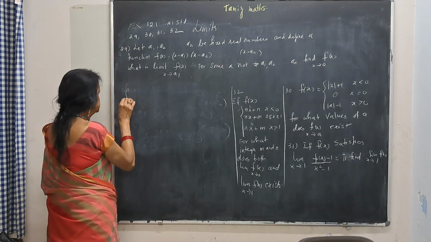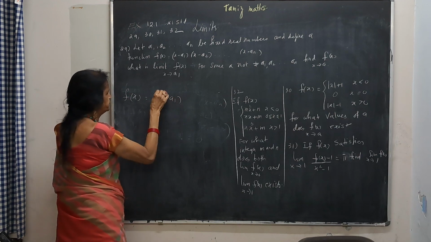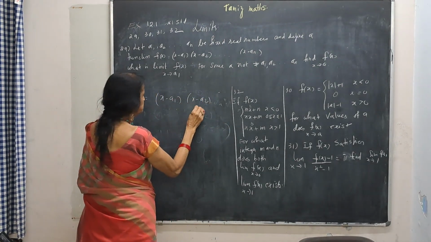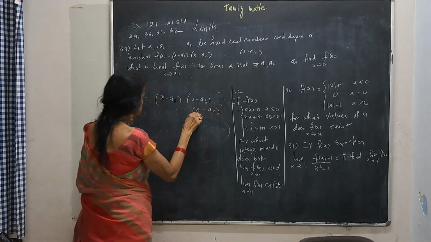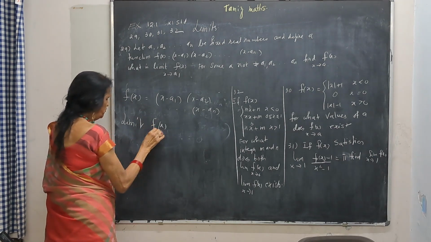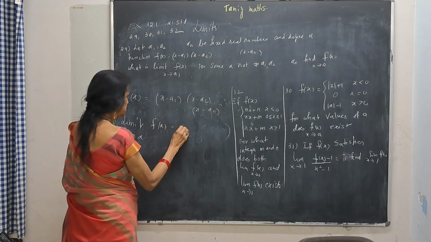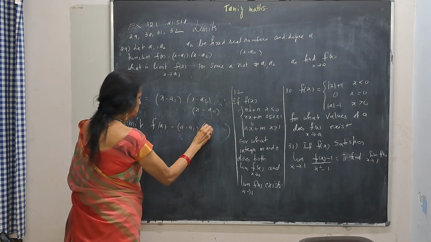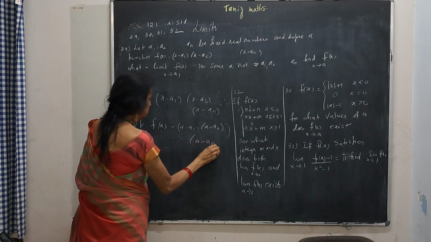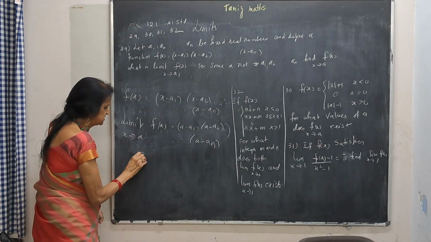So now f(x) is equal to (x minus a1)(x minus a2)...(x minus an). The limit of f(x) as x tends to a: we put a for x, giving (a minus a1)(a minus a2)...(a minus an). So this will be the answer because this can't be simplified further, isn't it?